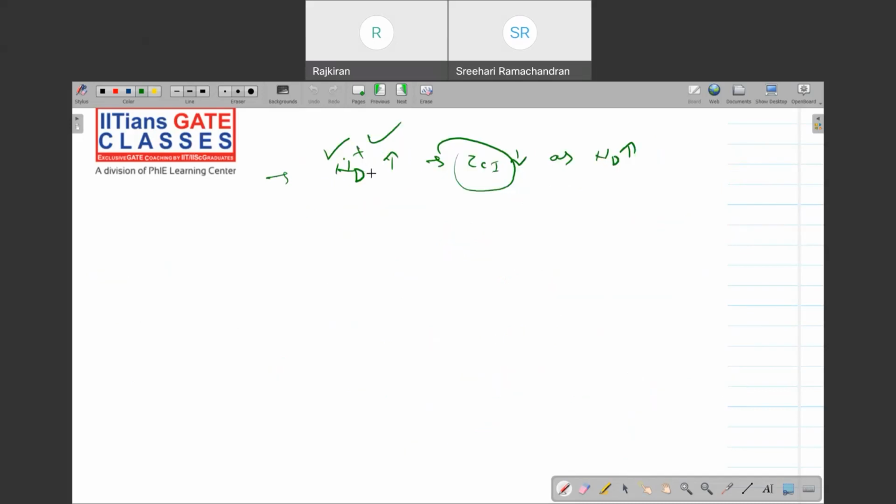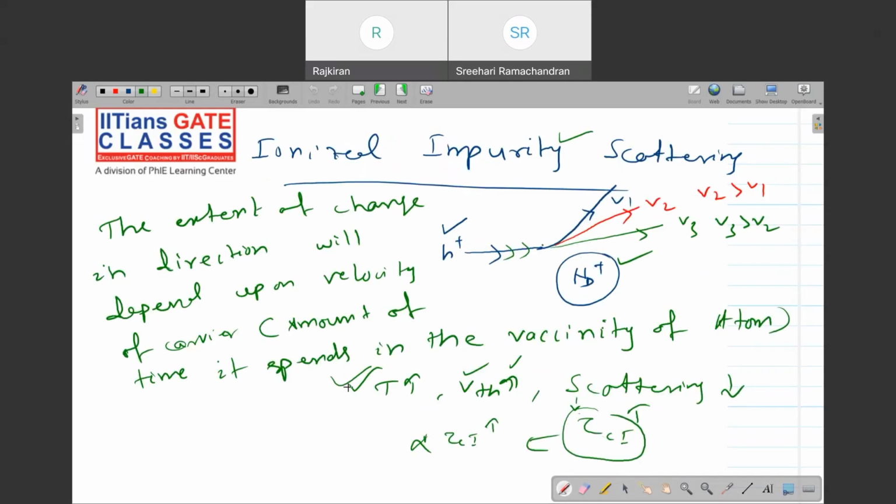The first thing is about temperature. If I increase temperature, the velocity is high, so it won't find time to meet and it will bend less. But if I have more number of carriers, then it will meet, right? Consider a case where I have fewer carriers. Second case, carriers are more. Definitely the charge, this hole, will meet more number of these Nd plus, then scatter will be more, na?